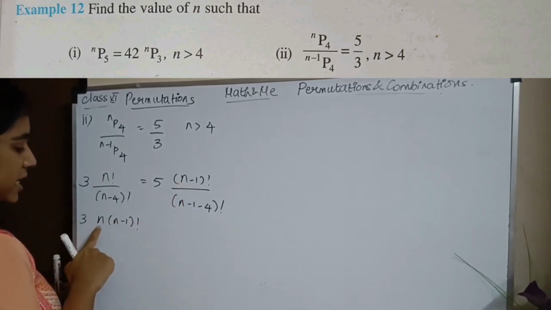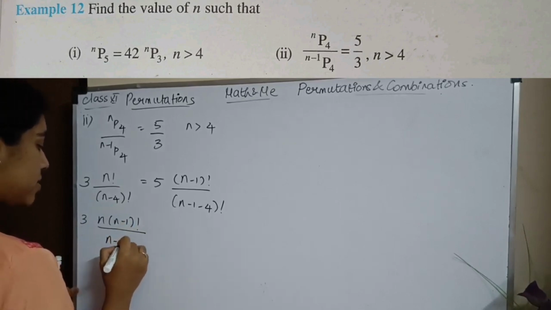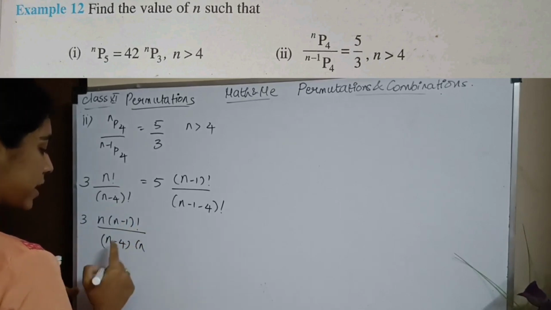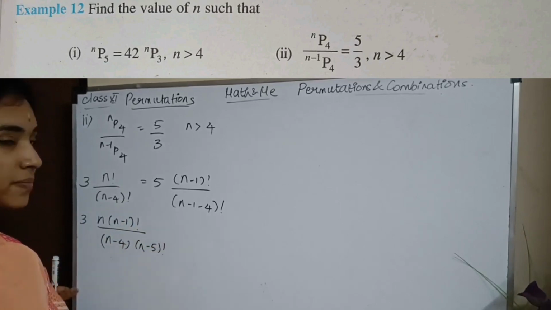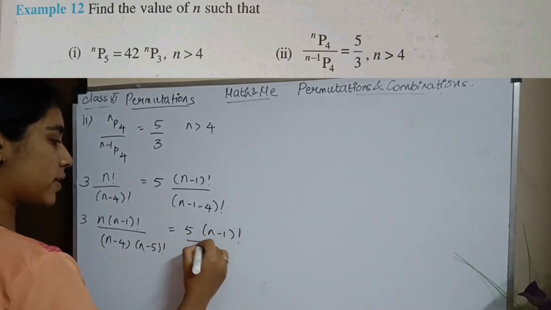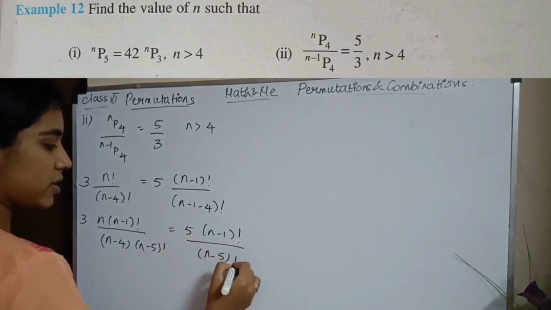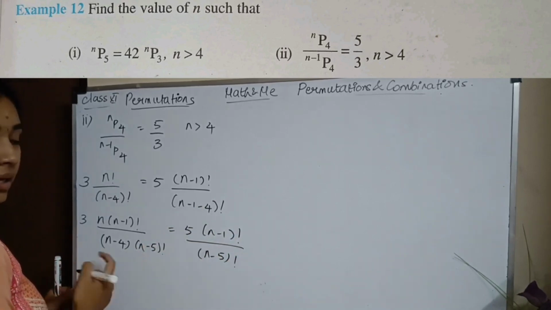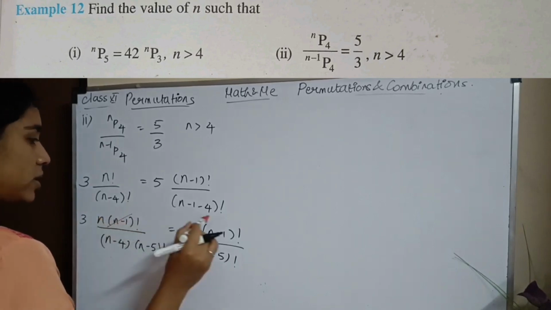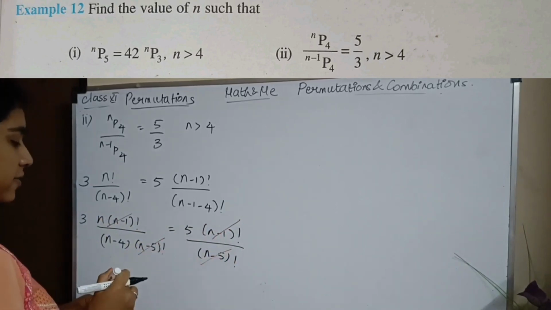So n factorial can be written as n into (n minus 1) the whole factorial, divided by (n minus 4), minus 1, that is (n minus 5) the whole factorial, equals 5 times (n minus 1) the whole factorial divided by (n minus 1 minus 4), which will be (n minus 5) the whole factorial. So (n minus 1) factorial and (n minus 1) factorial will get cancelled. (n minus 5) factorial will get cancelled.